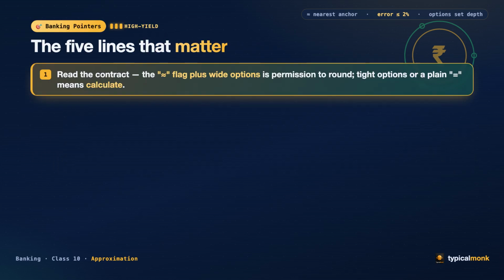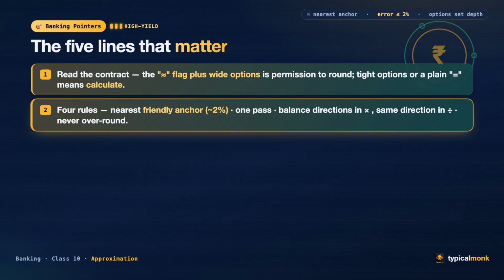Now sit up straight. The 5 lines of today. If this one slide stays with you, the whole class stays with you. 1. Read the contract. The approximately flag plus wide options is permission to round. Tight options or no flag at all, calculate. 2. 4 rules. The nearest friendly anchor within about 2%. 1 pass. Balance directions in multiplication. Same direction in division and never overround.